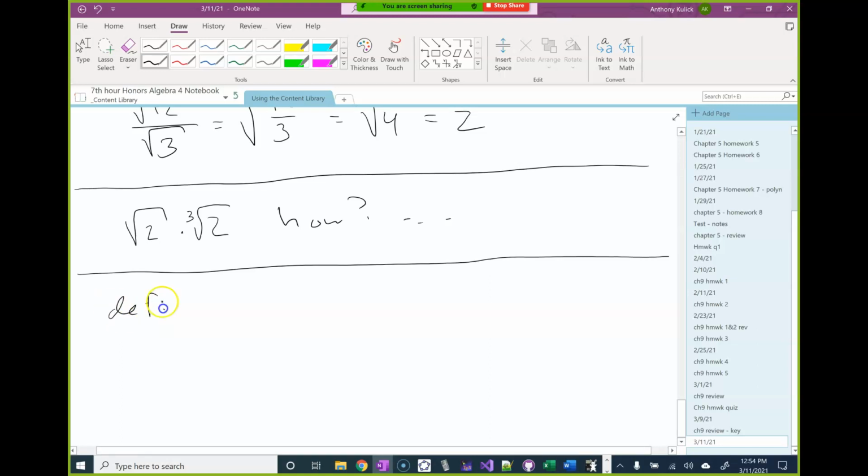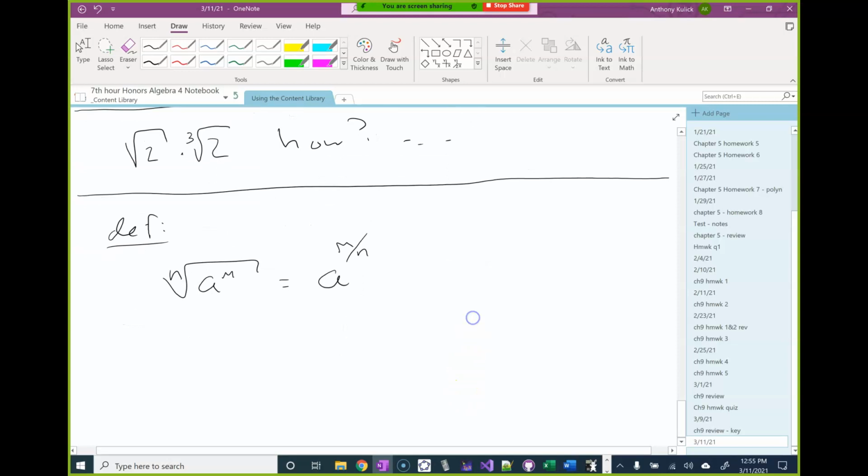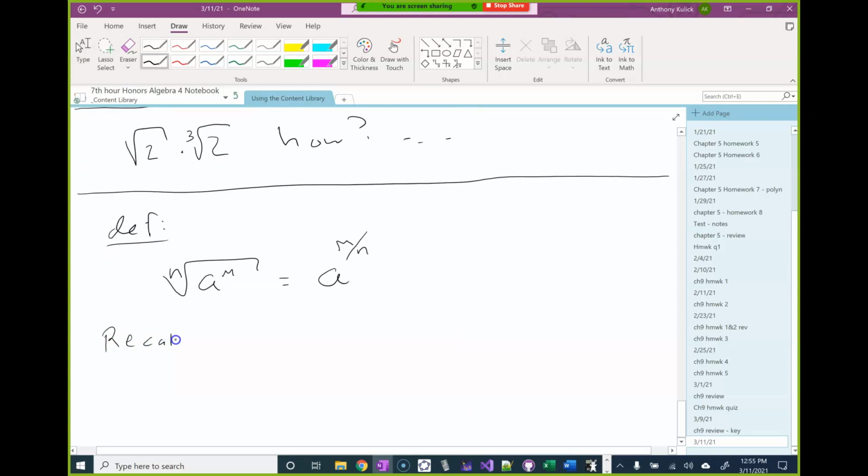So our new definition for a radical is that the nth root of a to the m is going to be the same thing as a to the m over n exponent. And you might say, okay, big whoop, what does that do for me? Well, recall all the way back to your Algebra 1 class, your rules for exponents.